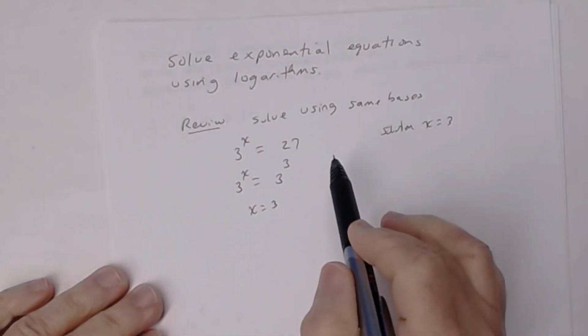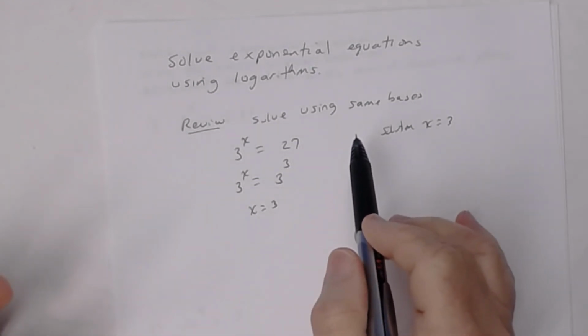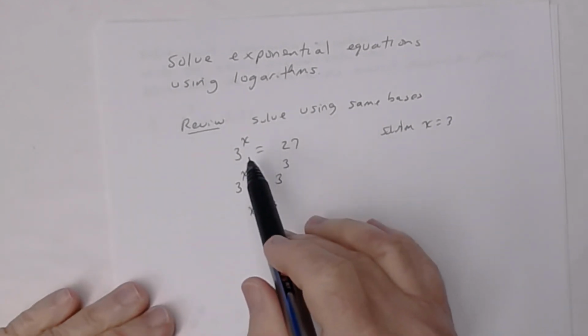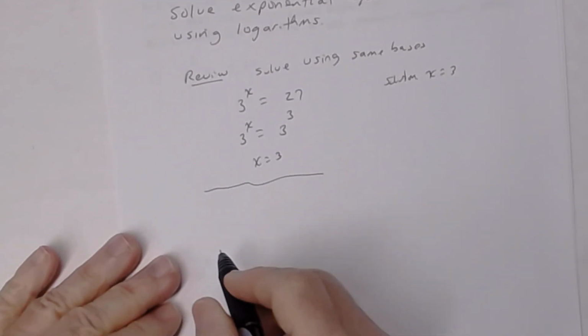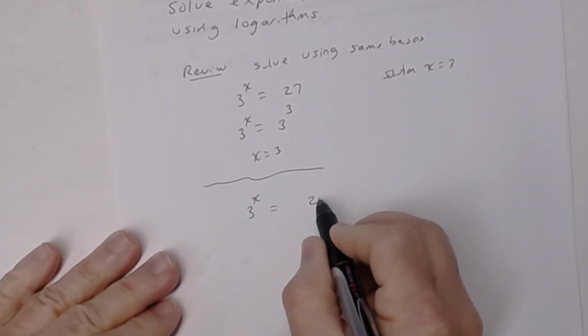In those lessons, you had much more difficult problems where you had to get the bases to be the same. But what we're going to do now is solve the same equation using logarithms. So let's go ahead and rewrite this over. I have 3 to the x equal 27.